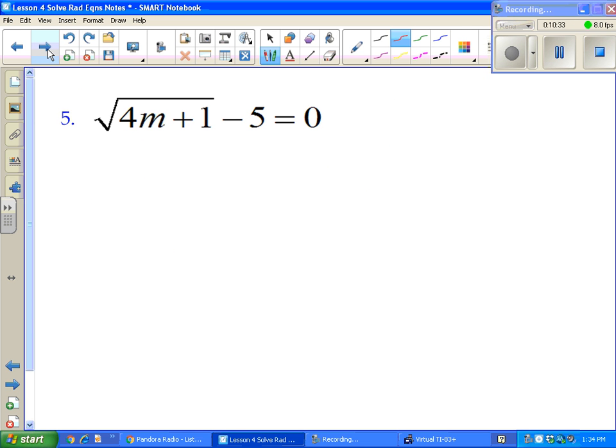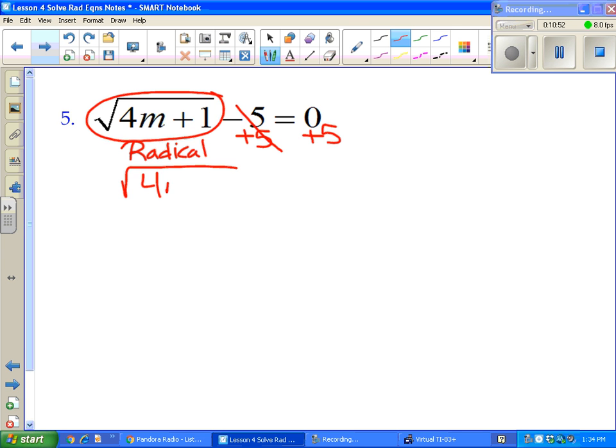Okay, number 5. We're getting progressively more and more things that we have to consider. Now I have an expression under the radical, but this is all still just considered the radical. So step number 1, I need to get the radical by itself, so I have to get rid of minus 5. I'm going to add 5. Okay, now I have the radical with 4m plus 1 in it equal to 5.